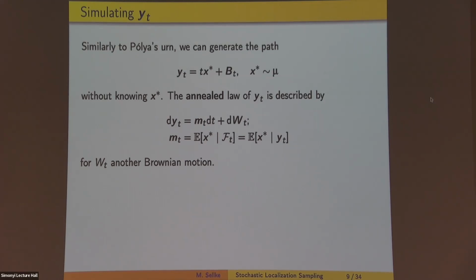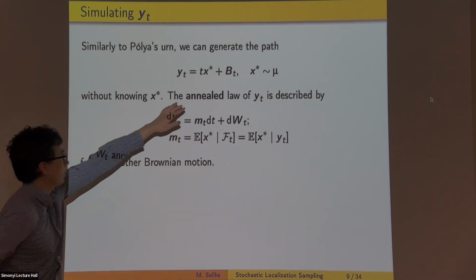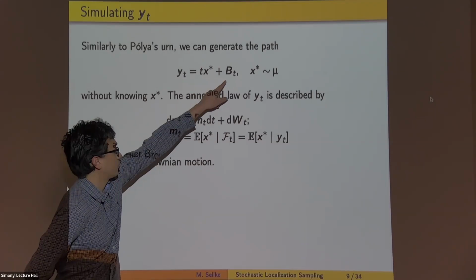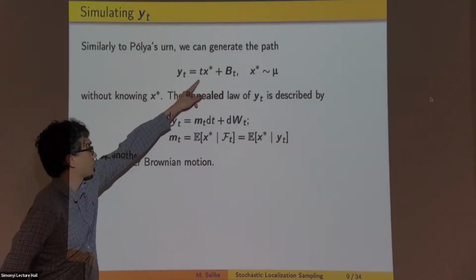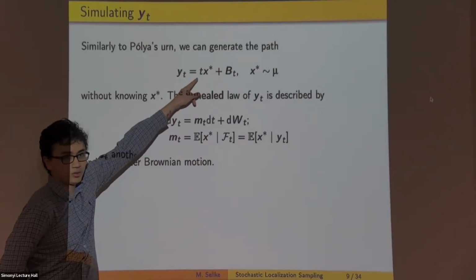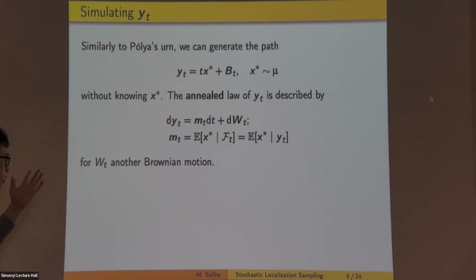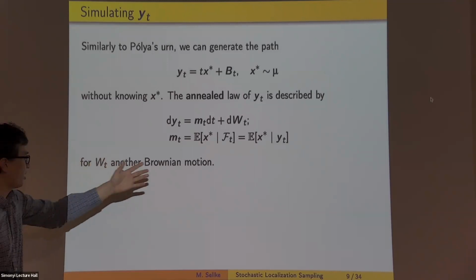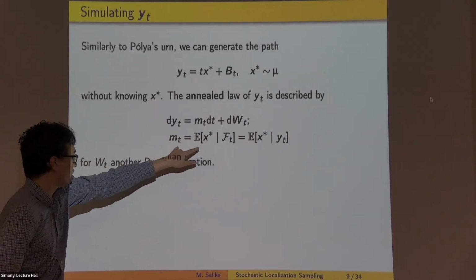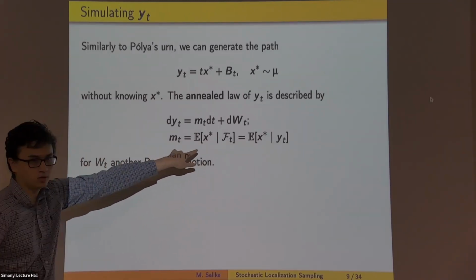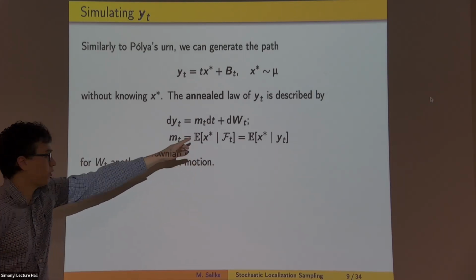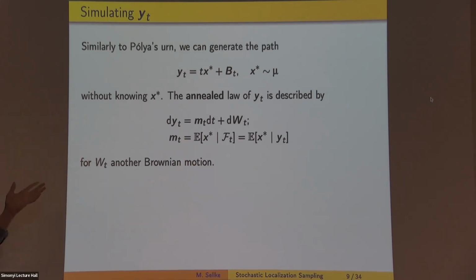So what happens on the level of paths is that if I don't know x star, then I know that in the next little bit of time, I'm supposed to add some Gaussian noise plus a little bit of x star, which I don't know. So what should I do? Well, if I don't know x star, I should just add the conditional mean of x star given what I know so far. So these are going to give me the same law on paths.